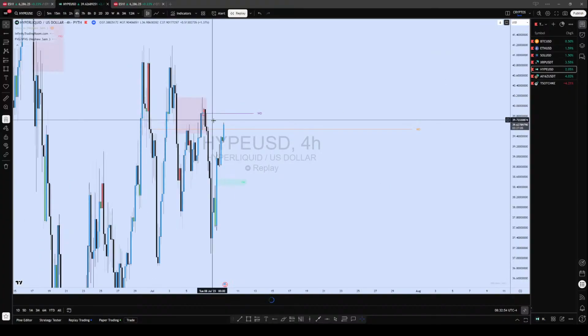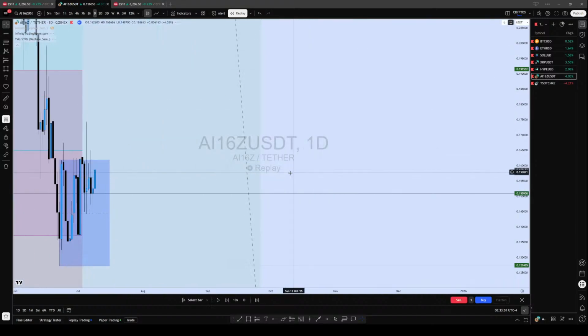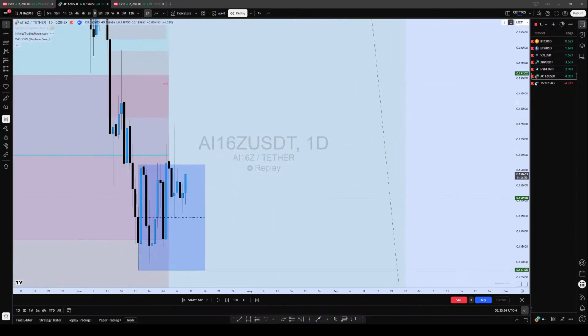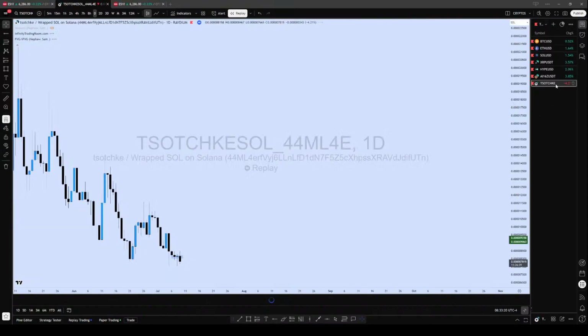Hype, we are still not doing anything with hype, so let's move on to AI16. AI16 is still within that consolidation. We are still waiting for that expansion away from the consolidation. Until then, we rest the case and we wait for the expansion. But like I said, expansion to the upside is what I'm anticipating. And then touch key, nothing is happening yet. So patience with it.